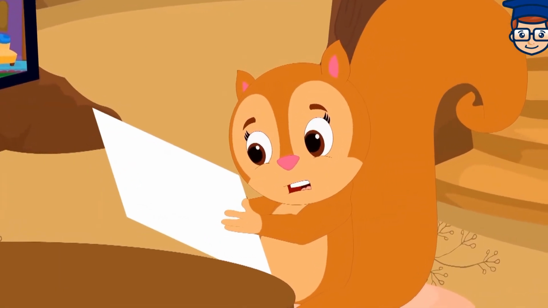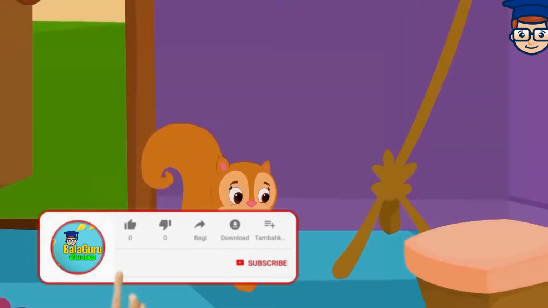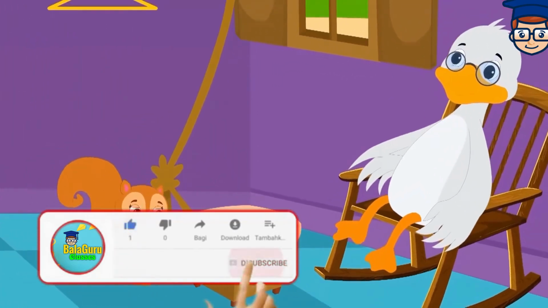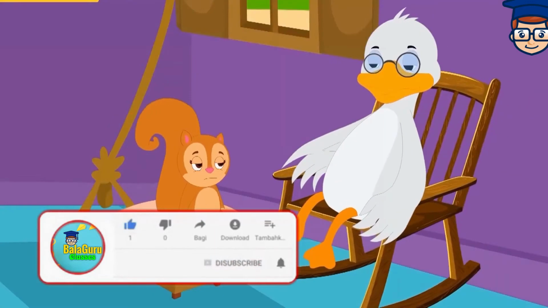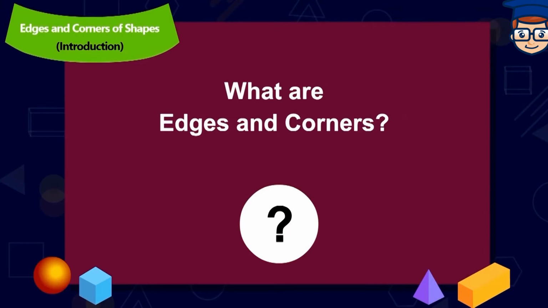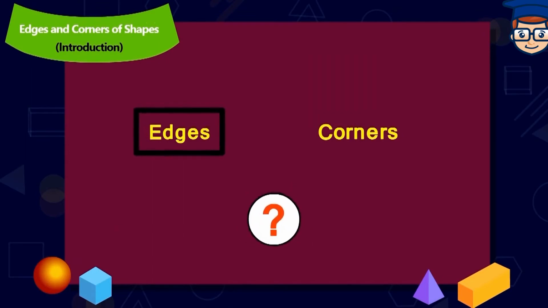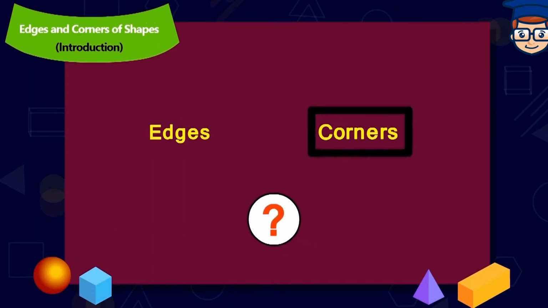Chanda had no idea about edges and corners. She rushed to Big Mouth Uncle's house. She asked Uncle what is meant by edges and corners. Children, do you know about edges and corners? Any idea? No problem. Let us also learn the concepts of edges and corners from Uncle.